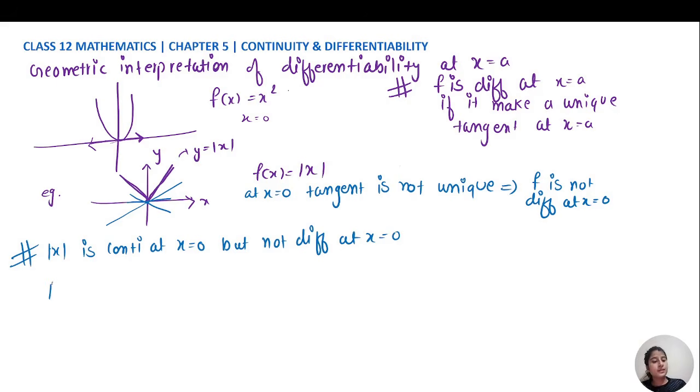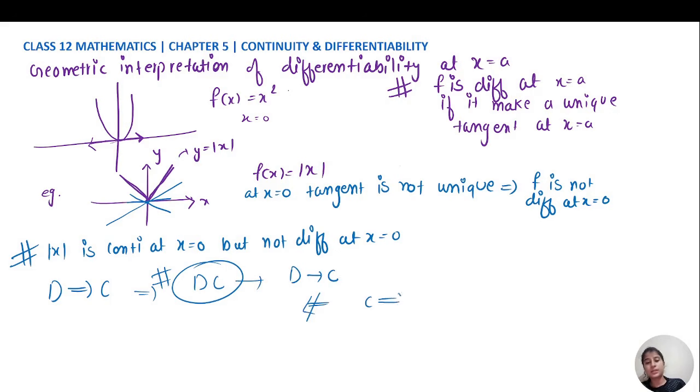Only differentiability implies continuity. Here is a trick for you to remember it: DC. Differentiability implies continuity. DC is a current, so DC implies that differentiability implies continuity. But the converse is not true. That means continuity does not imply differentiability.